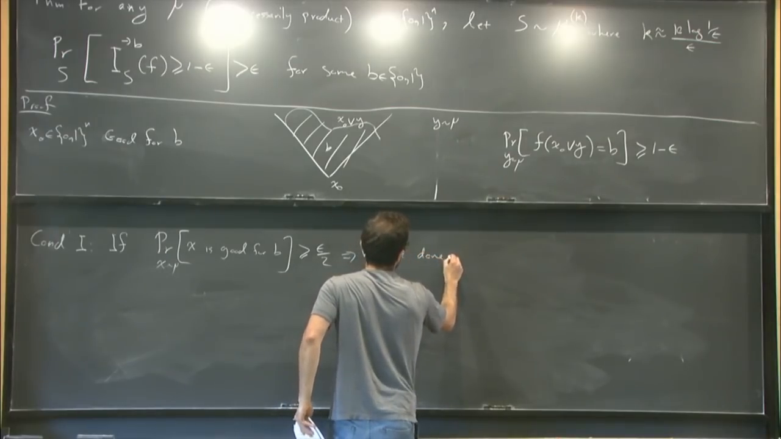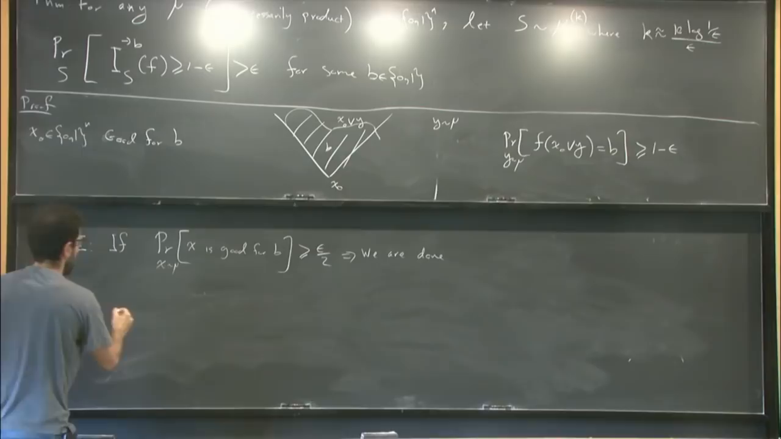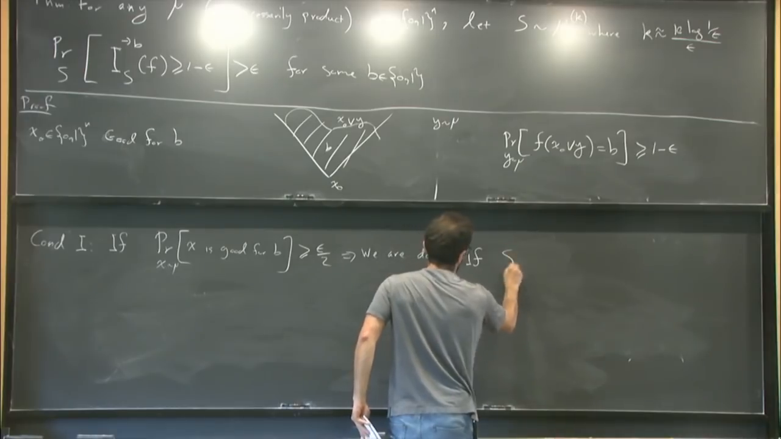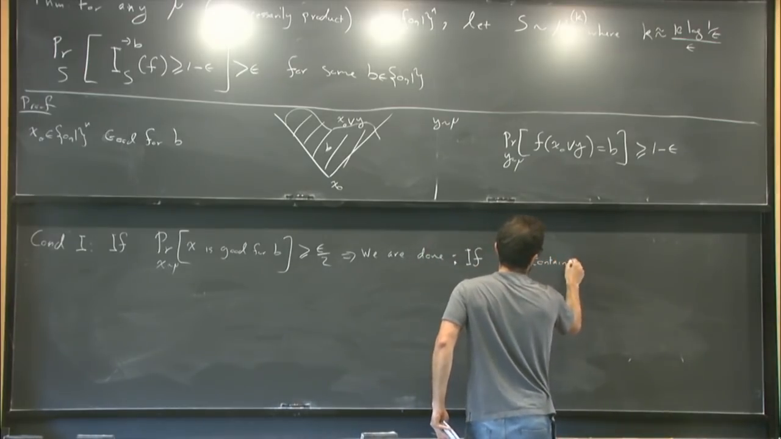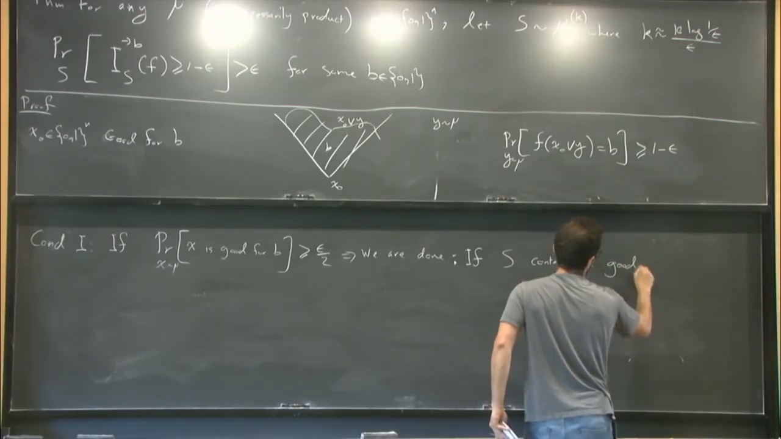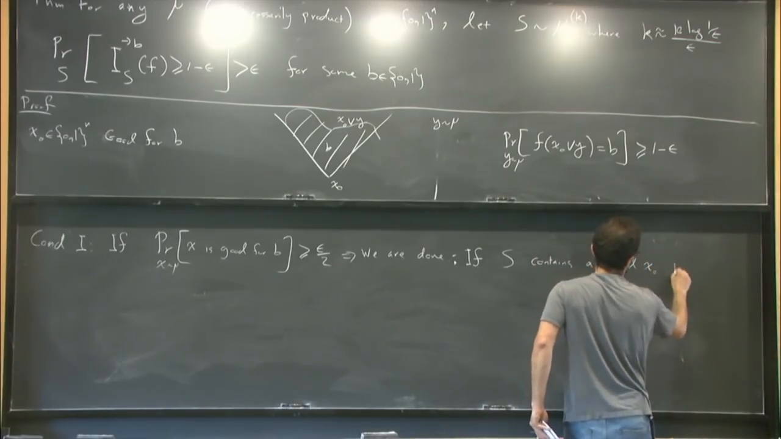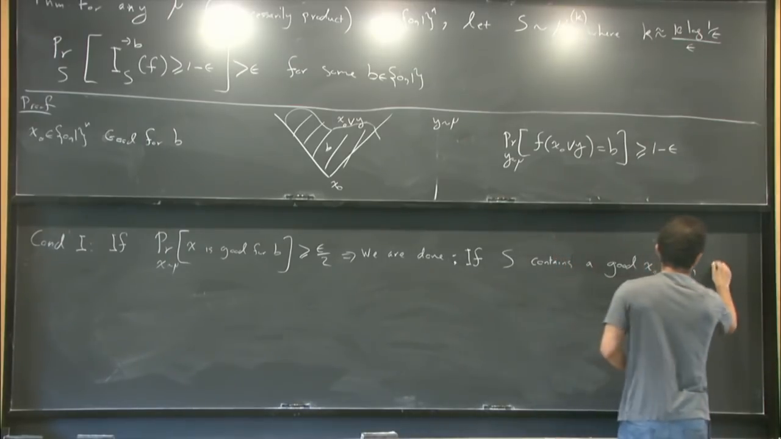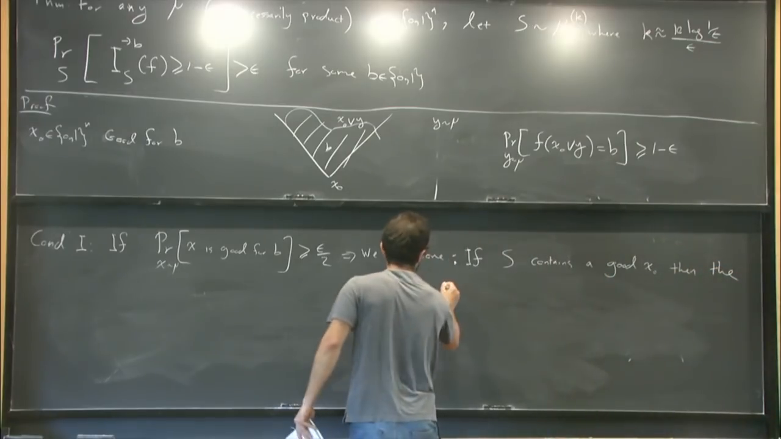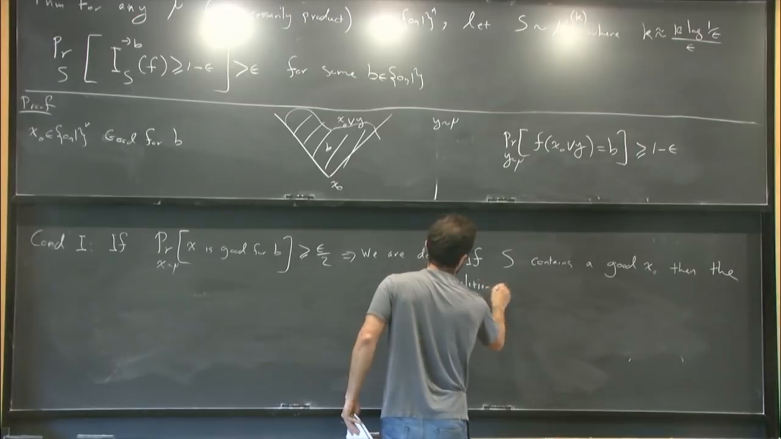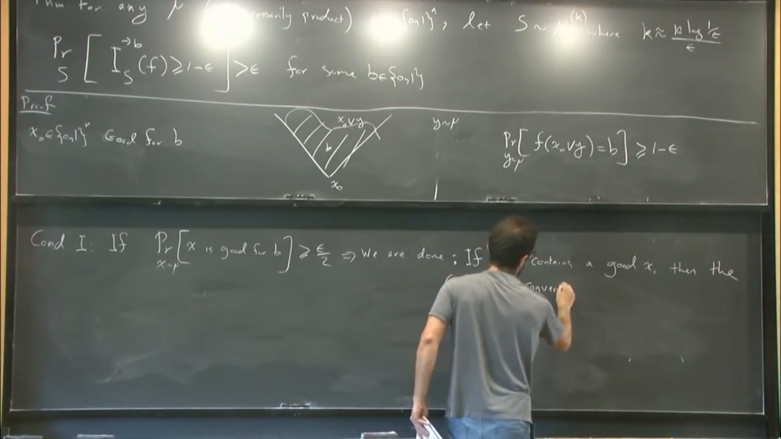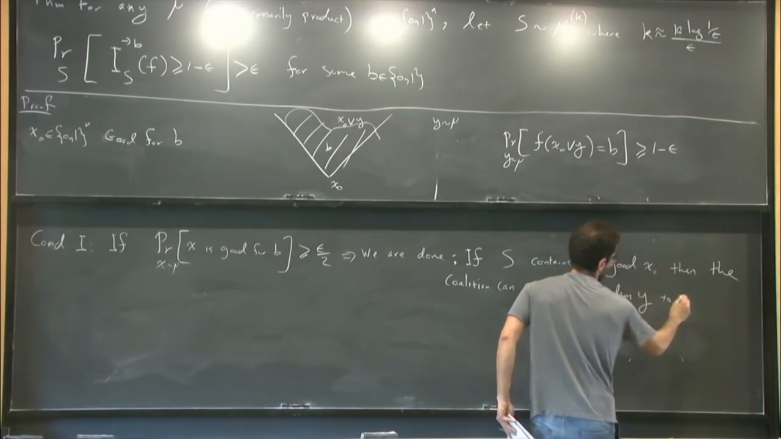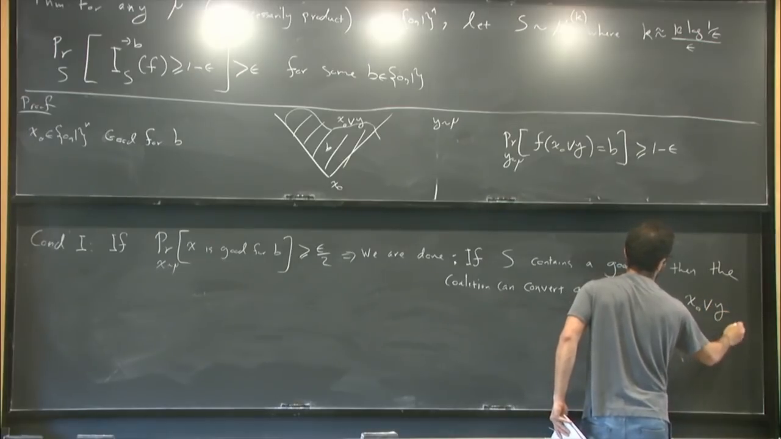So why is that? The reason is, right here, if S contains a good x0, then the coalition can convert it to x0 union y, for a random y.